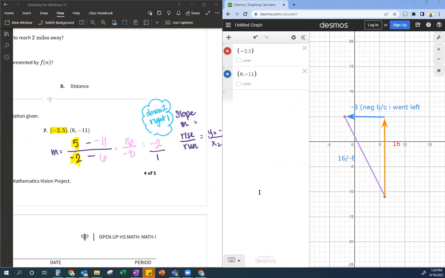So I will always tell you, if you know how to do something one way, good. In math, I really want you to know how to do it in multiple ways. This is how you calculate slope algebraically, and this is how you calculate slope graphically. These two things are pointing to the same thing, right?